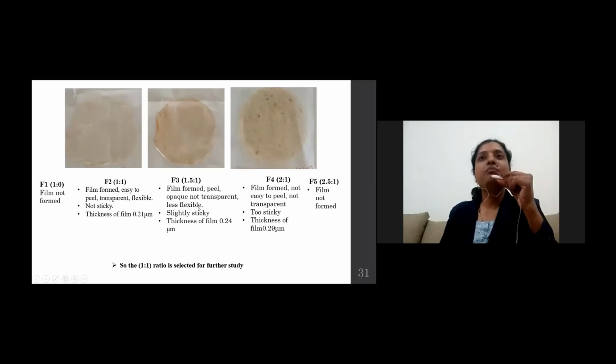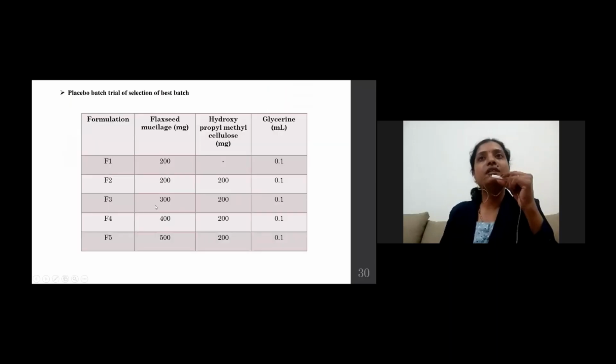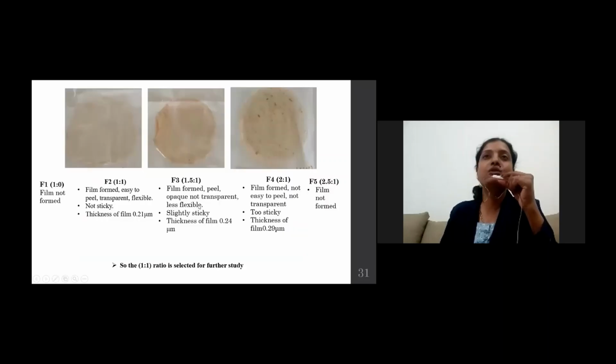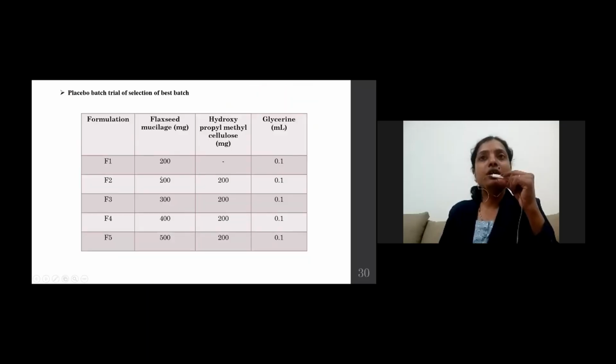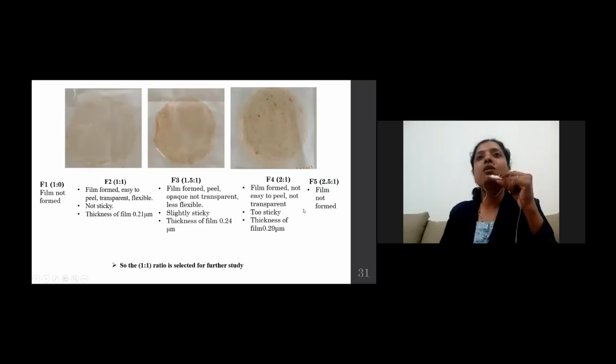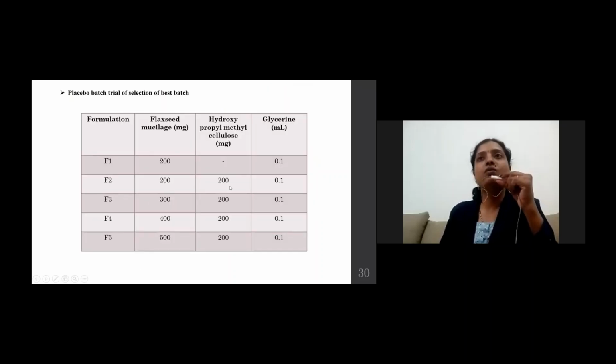Then the F3 film contained 300 milligram of flaxseed and 200 milligram of HPMC, but the film was too sticky and less flexible, and it is not easily peelable. So as we go on increasing the concentration of the flaxseed, the films are quite sticky and not peelable. At higher concentrations of flaxseed, the films are not formed. So a 1:1 ratio of flaxseed to HPMC was selected to optimize the primary layer.